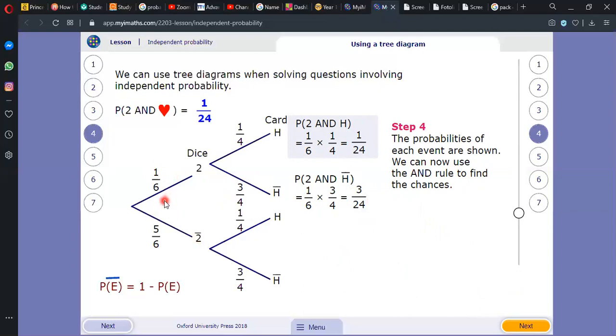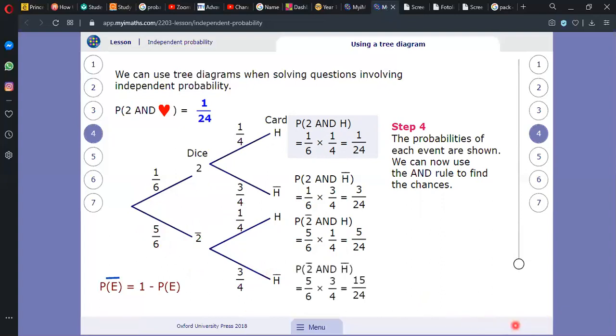The next one will be probability of not a 2 and a heart. So that should be 5/6 times 1/4. Exactly, which is 5/24. The last one will be probability of what? Not a 2 and then not a heart, which will be 5/6 times 3/4, which is 15/24. Very interesting. The tree diagram is always very interesting. Moving on.